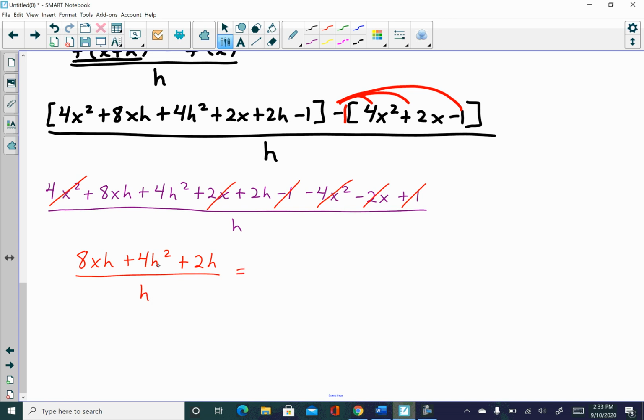Just like you saw in the last problem, every term up top has an h in common. Factor it out, write what you have left over. It's now legal to cancel out those h's to give you a final answer of 8x plus 4h plus 2.